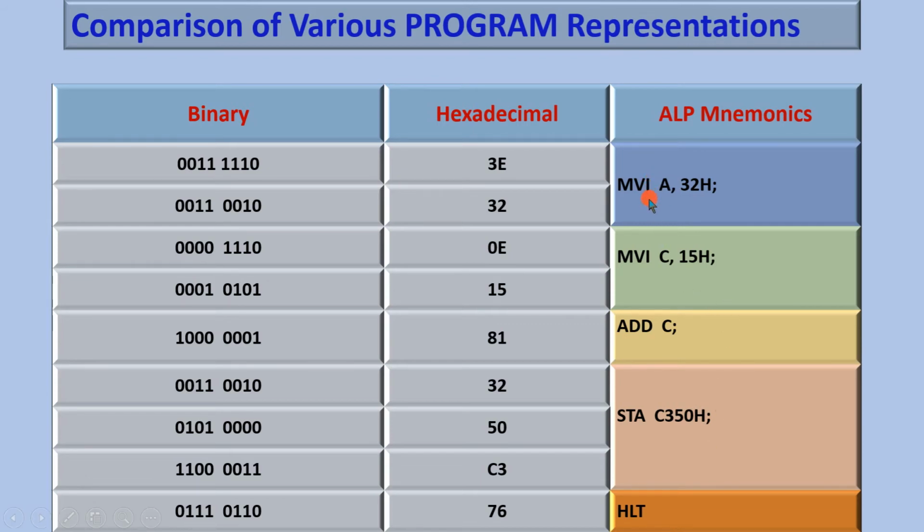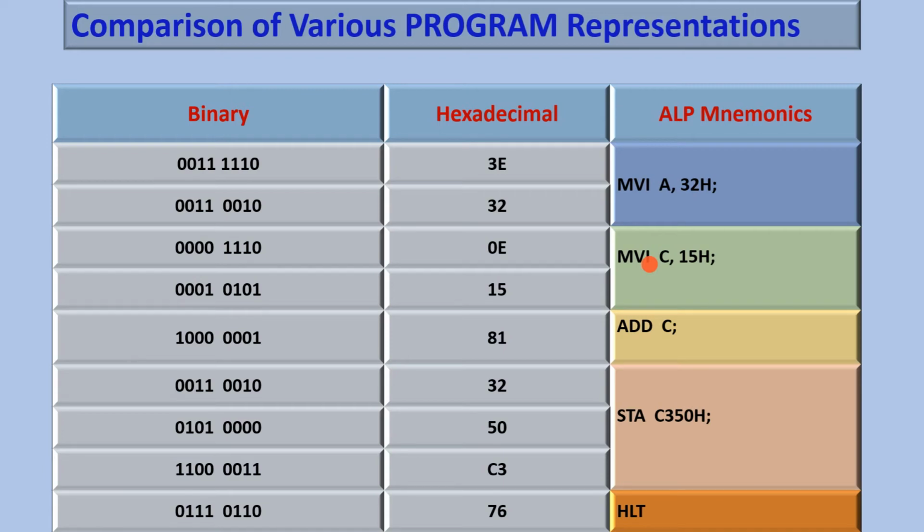So if you look at the mnemonics, these are actually short forms. What is a mnemonic actually? It is a memory aid. For remembering, it gives a clue, it gives a hint, remembering the operation. So mnemonics are the short forms using English letters which indicate the operation performed by the instruction.